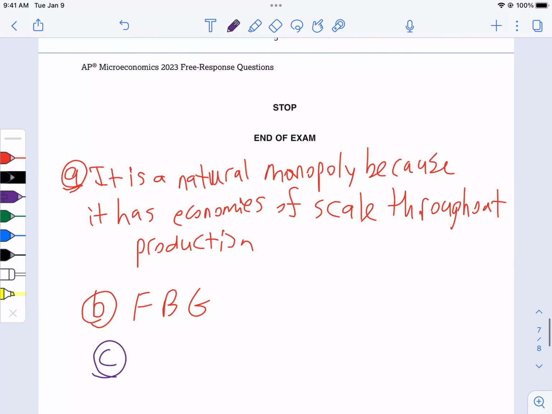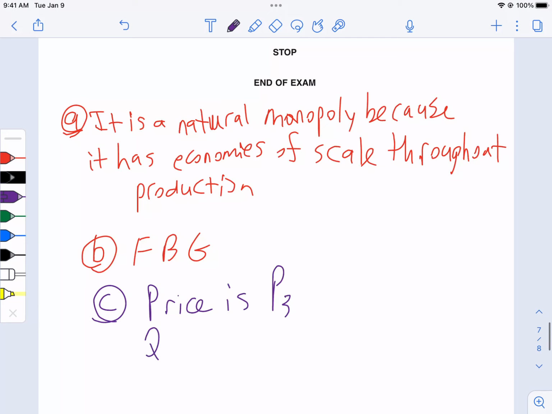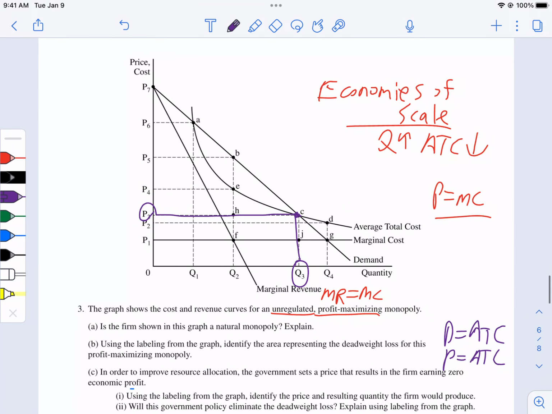So for point C, the price is P3, quantity is Q3. Okay, all I'm doing is price equals ATC, which happens at point C, and my price there is P3, and my quantity is Q3. Okay.